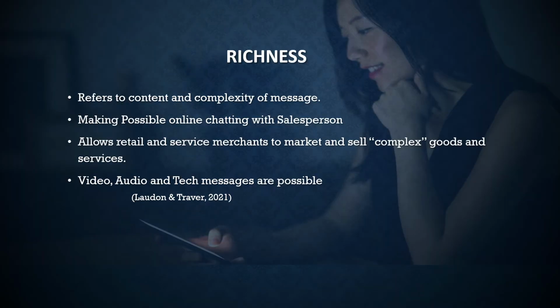So moving to the next feature, richness. Richness refers to the content and complexity of the message, meaning how clearly the images and the videos are giving the messages and information regarding the products and services, especially to sell complex things, by providing more information about complex products. Traditionally, it was possible by chatting with the salesperson, but e-commerce makes it possible to sell complex goods in an innovative way rather than through a face-to-face presentation.